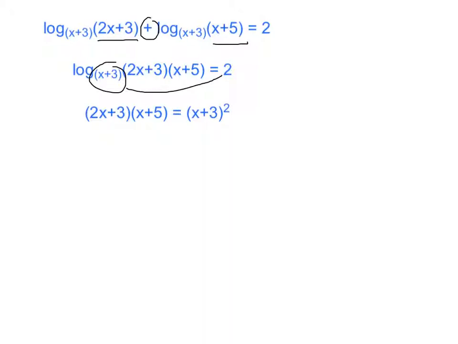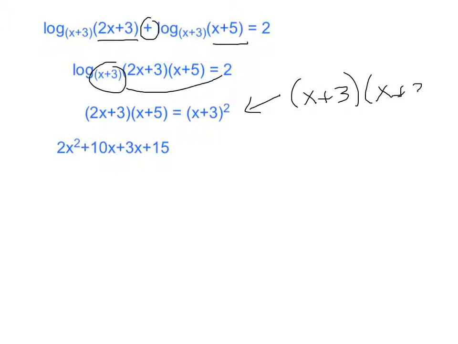Now from here, all we're doing is we're going to solve algebraically. So on the left-hand side of the equation, we're just going to simply double distribute, leaving us with 2x squared plus 10x plus 3x plus 15. And on the right-hand side, when something's squared, it means that you have two of them. So this really is the same as x plus 3 times x plus 3.